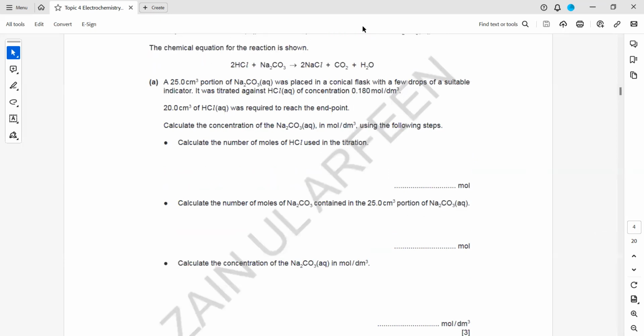So the first part: a 25 cm³ portion of sodium carbonate was placed in a conical flask and a few drops of a suitable indicator were added, and it was titrated with hydrochloric acid of 0.18 mole per dm³. That's the concentration. 20 cm³ of hydrochloric acid was required to reach the end point. What is the meaning of end point? It means the point where the indicator shows a color change. That we call the end point.